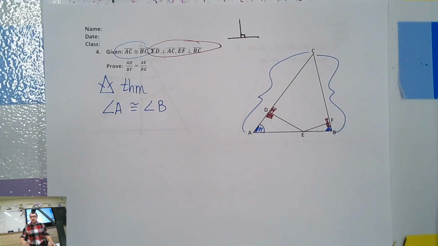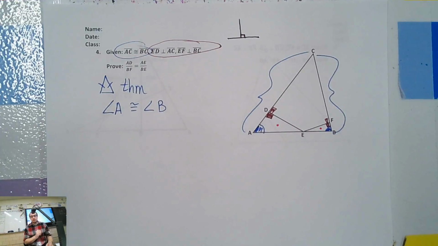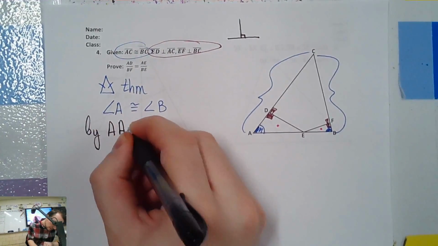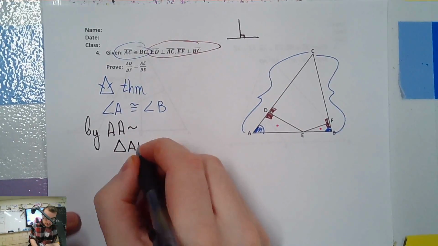Now, do we have enough information to prove this triangle and this triangle similar? Yes. Yeah, we do, by angle, right? By angle similarity. That gets you every time. Angle is probably the best.